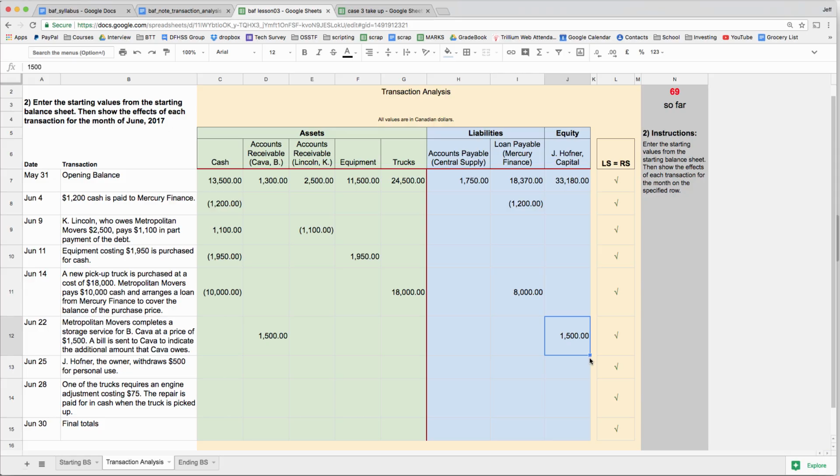And that's why this $1,500 from performing a service is here under the equity account, because it increases the owner, Jay Hoffner's, capital. Well, this begs the question then, why do we record it, this revenue? So, I mean, obviously it's one of the 6 things that makes it go up, but we didn't get any money yet. So why are we recording it?